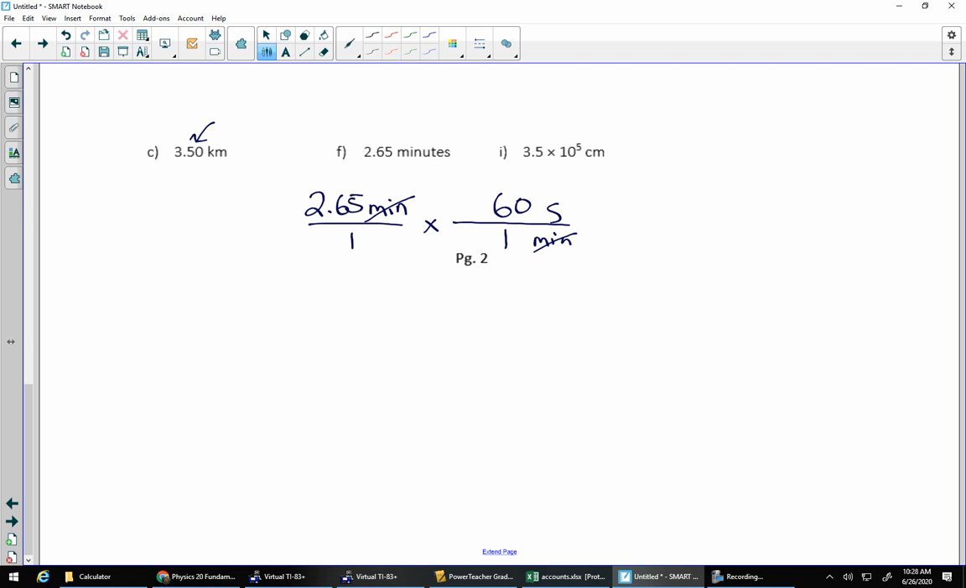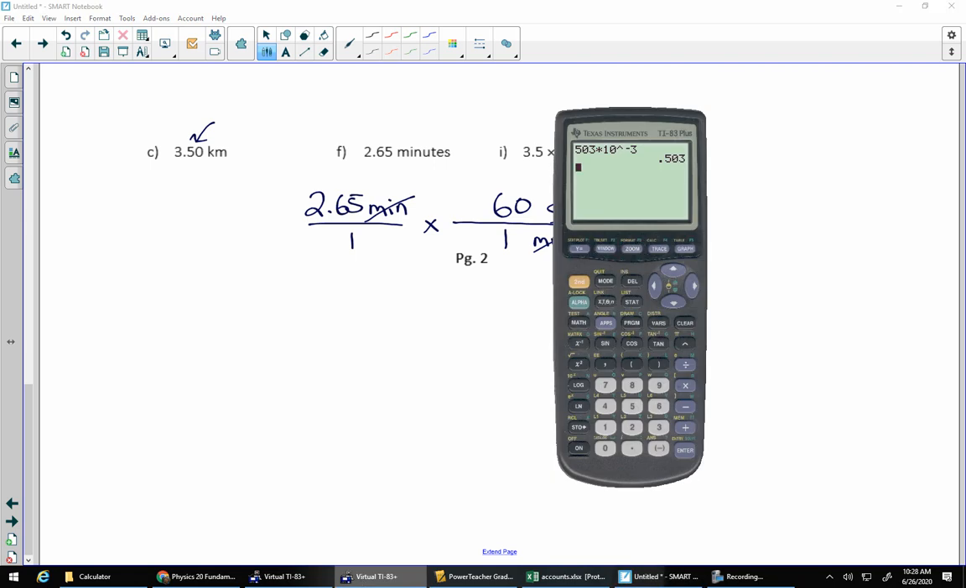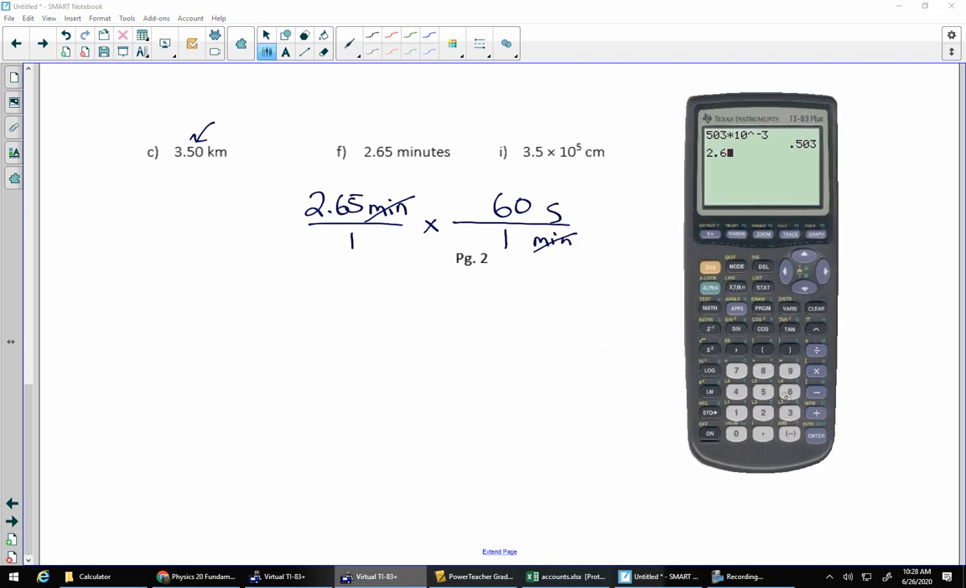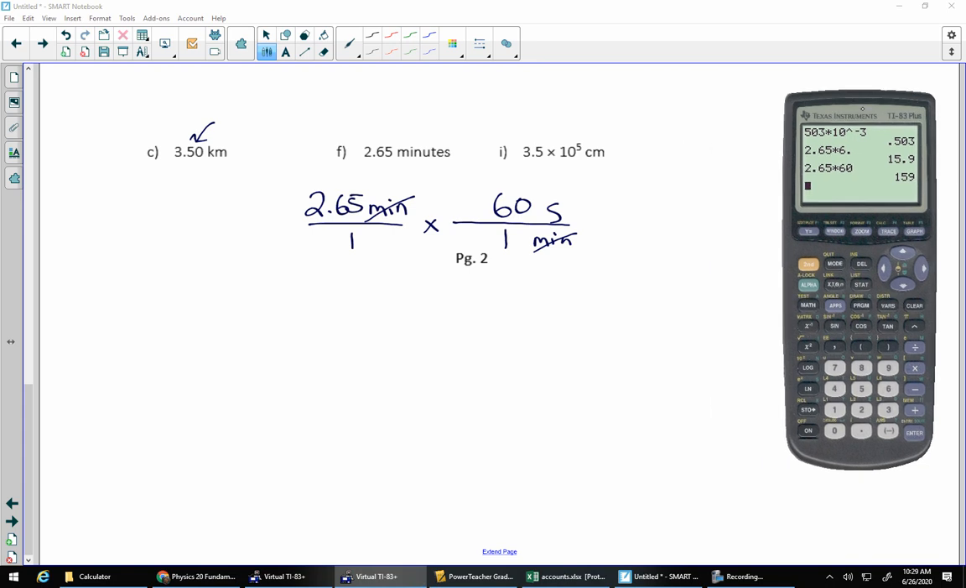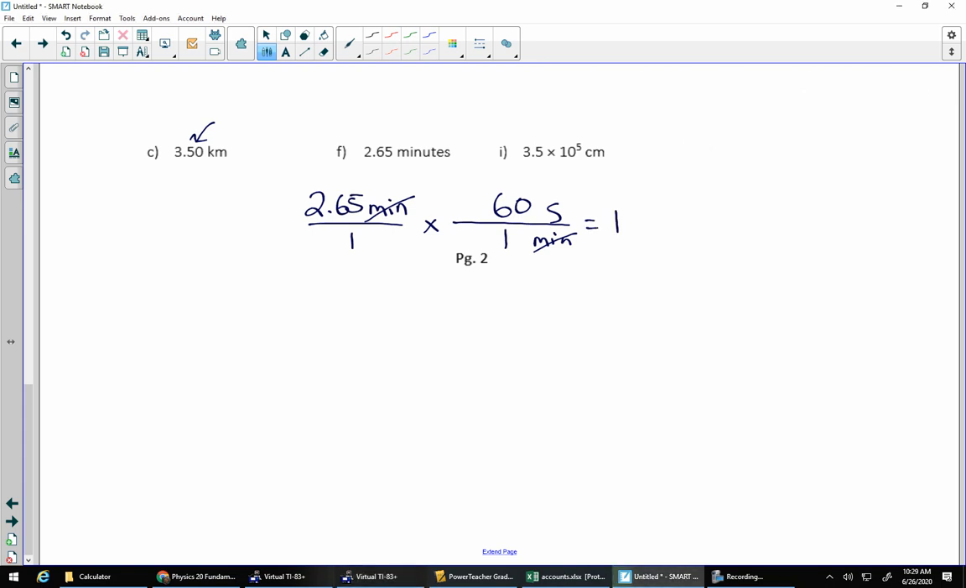Perfect. Now we just get out our calculator and say, okay, 2.65 times 60. Let's slow down a little bit there. 2.65 times 60. Wonder if I need to orient my smartboard. 159 seconds, and I think sig figs are already taken into account there.